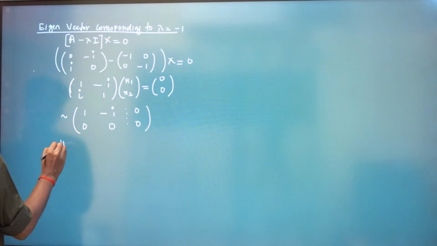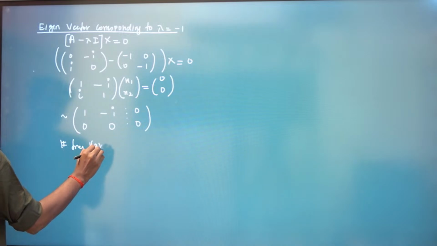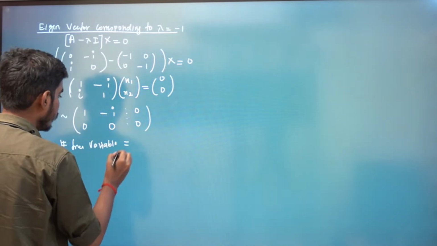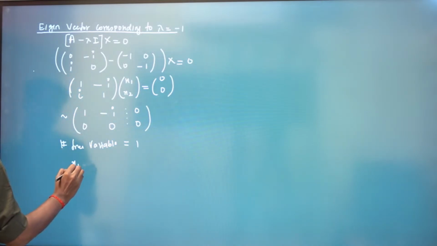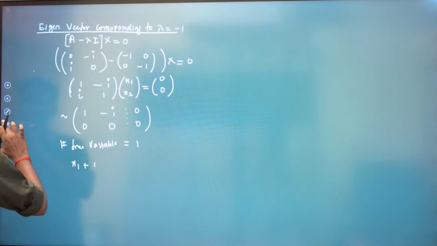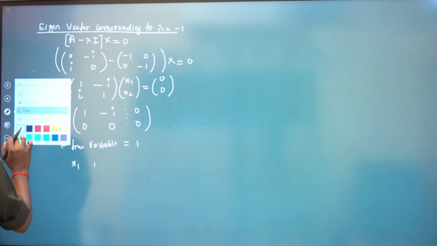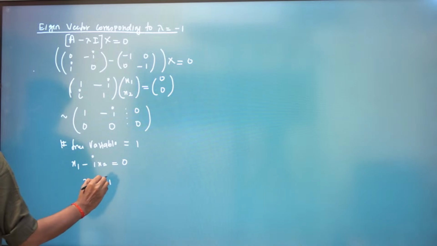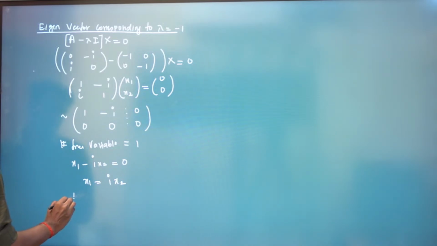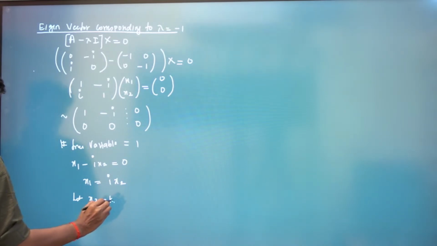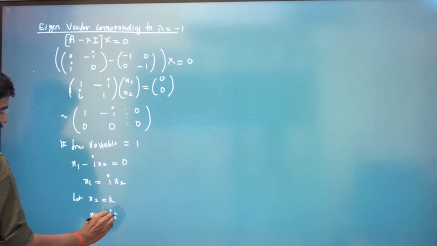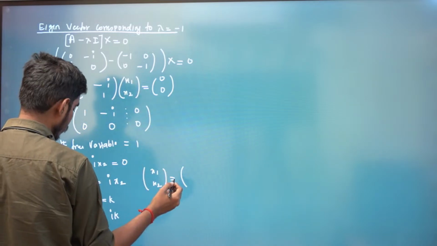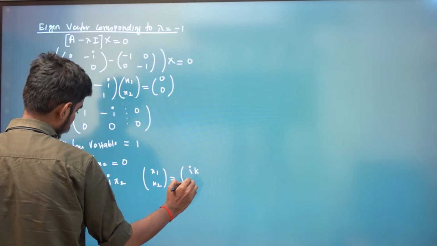The number of free variables is n minus rank of A. So n is 2, rank is 1, so we have one free variable. This equation reduces to x1 minus i times x2 is equal to 0. That means x1 is i times x2. So let us put x2 equal to k, then our x1 will be i times k. So the eigenvector corresponding to this eigenvalue is given by (i k, k).